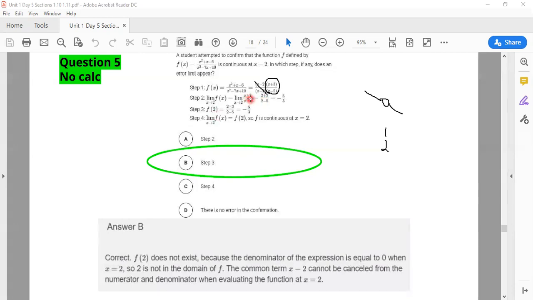But the function value, you can't use this one. It's just telling you, yes, the behavior around 2 is going to be this, and at any other value it's going to be this, but not at 2. At 2, we need to use the original function, which has a division by 0. So this is where it's undefined, and thus the limit does not equal the function value. Okay, so step 3 is the error. Step 4 is then incorrect.